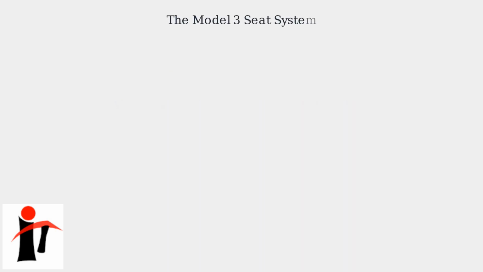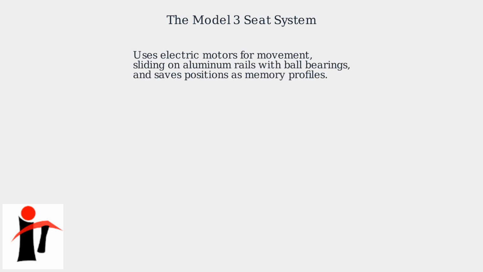The Tesla Model 3's power-adjustable driver seat is a sophisticated system that combines mechanical and electronic components. It uses electric motors for smooth movement, slides along aluminum rails equipped with ball bearings, and can save your preferred seating positions as memory profiles.